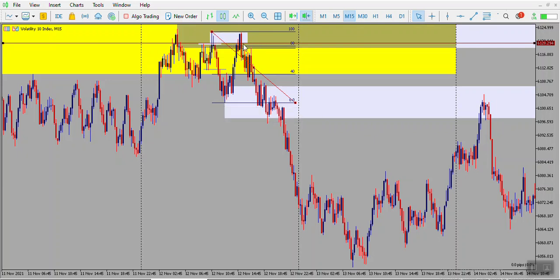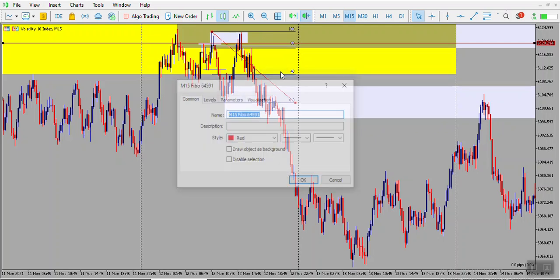From here, these two lines where you have 80 is where we take our entry. You can take your entry here, or you wait for price to come to this place. You wait to take your entry here. So any zone from the line below the 80 line till you get to 100, you can take your entry. Now let me show you the settings of the Fibonacci.